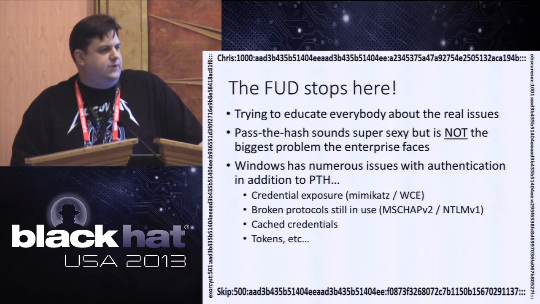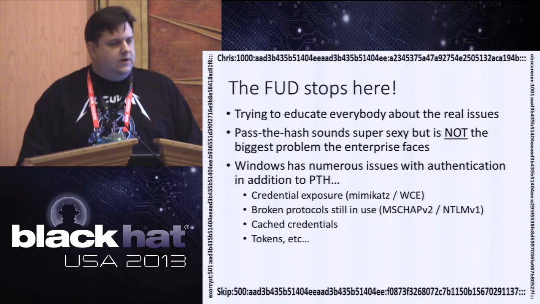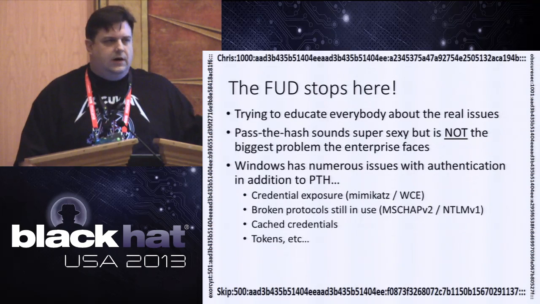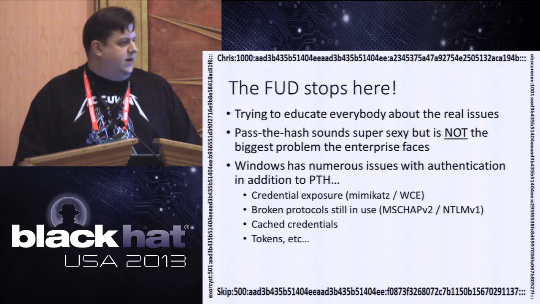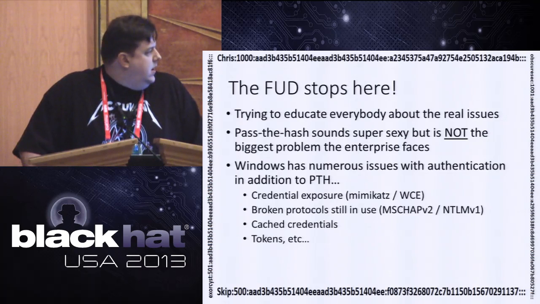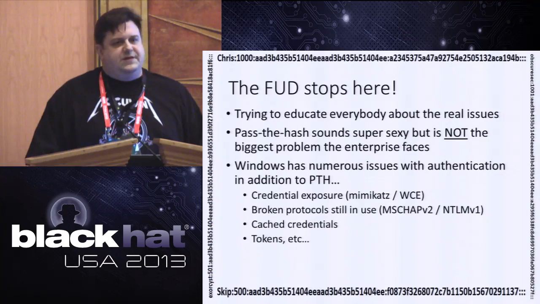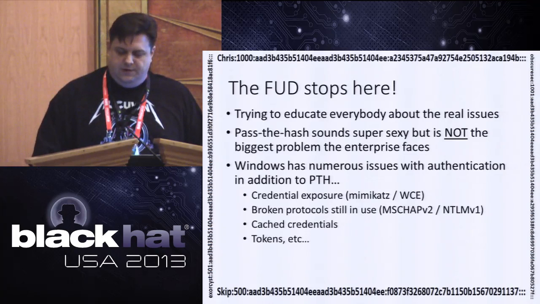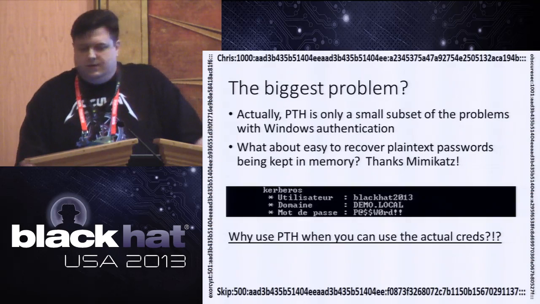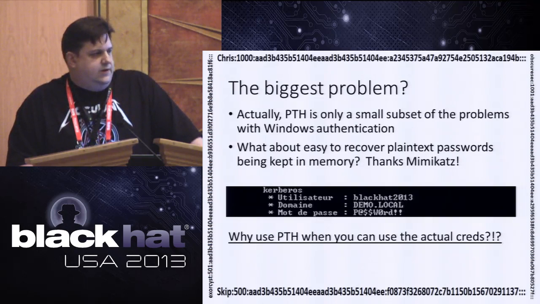Windows has numerous issues with authentication. I'm sure everyone has heard of Mimikatz and Windows Credential Editor, Benjamin Delpy's tool. There's broken protocols that are still in use. Last year, Moxie's talk introduced a cloud service that will crack MSChap/NTLM version 1. Cast credentials, tokens, there's just a lot of stuff that's out there that can be used to gain access to a Windows box. Like I mentioned earlier, pass the hash is only a small subset of the problems that are there in Windows authentication.